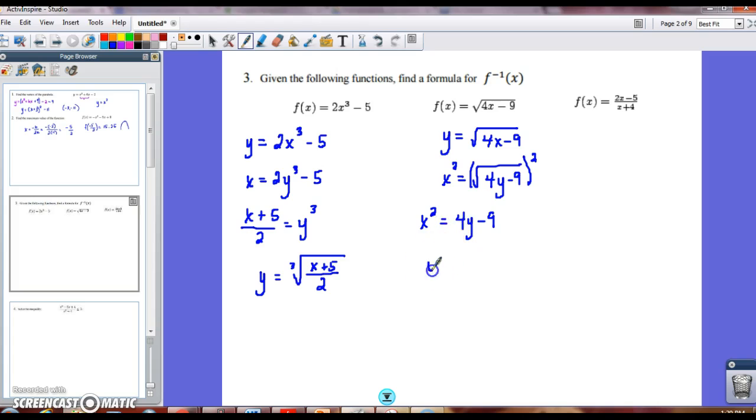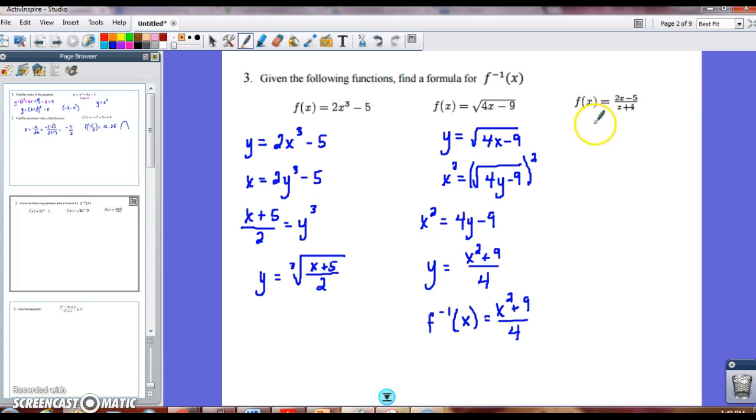So if I add 9 and divide by 4, I end up with x squared plus 9 over 4 as my inverse. This is just notation for inverse, so you can leave it like this, or you can write it as f inverse of x squared plus 9 over 4.